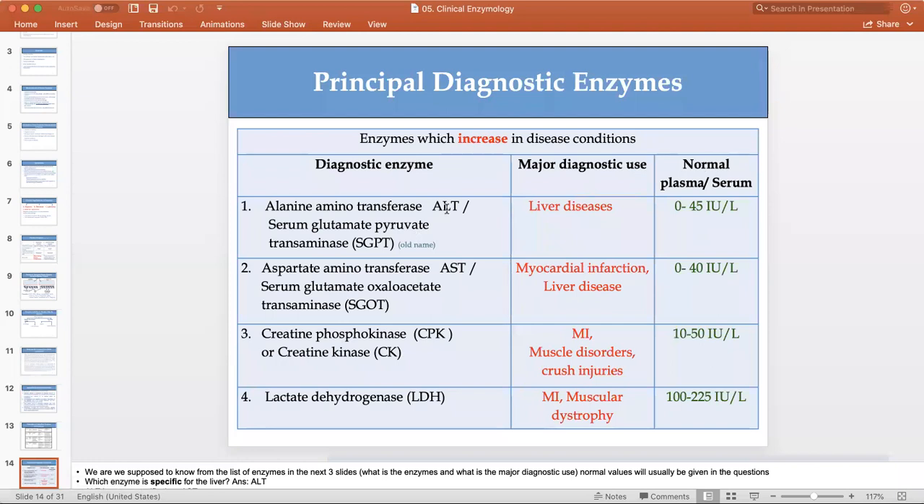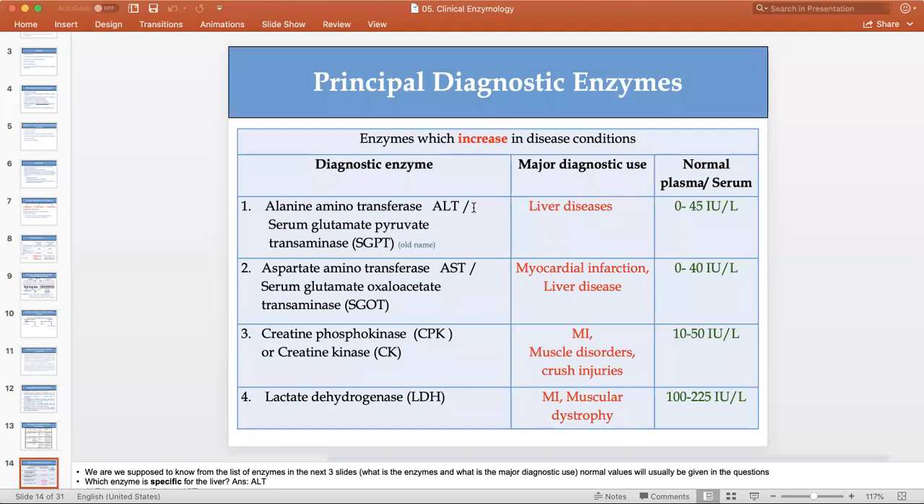So ALT and AST, we usually tell them together. They are usually present in the liver, so any increase in ALT or AST goes with liver diseases. We have some AST in the heart as well. That's why ALT is more specific for your liver diseases. I believe this is important because I saw a question related to this one. So ALT is specific to liver diseases.